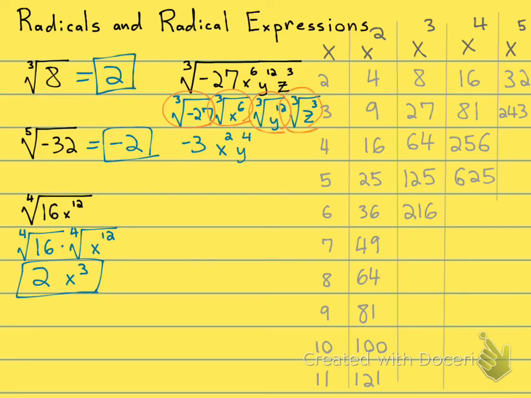And the cubed root of z to the third. How many groups of 3 can I take out of z to the third? Well, just 1. And that's my answer.